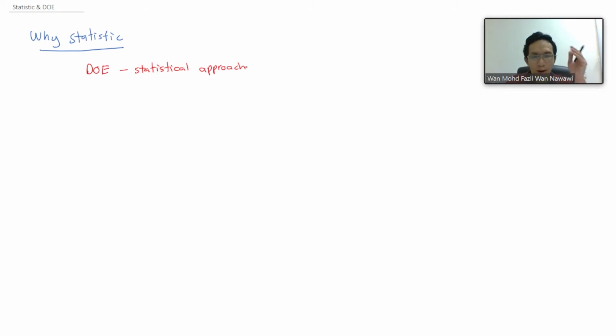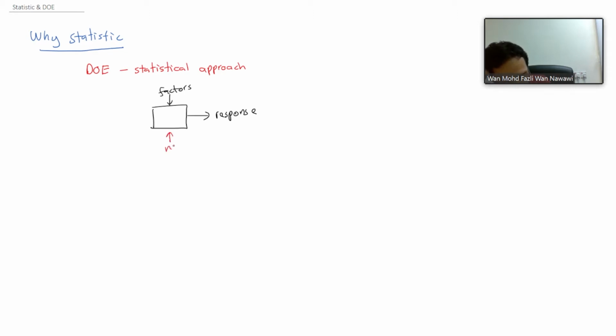So when a problem involves data that are subject to experimental error, because as we saw before, when you perform any experiment, you have the response, and then you have the factors, and then you have this noise. The noise tries to confuse the relationship between the factors and the response. Because of this, you have what we call experimental error, so the data is not clean.